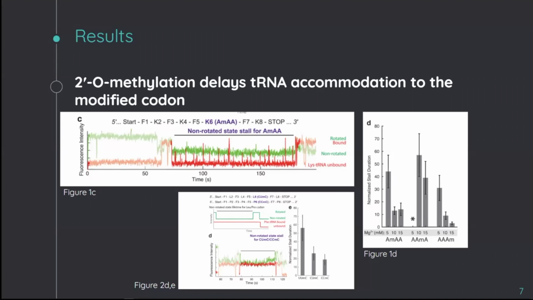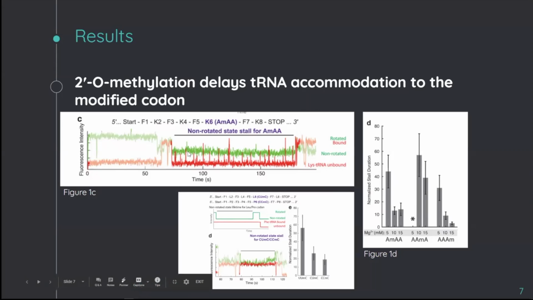Okay, so there are 3 results to this paper, and I'm going to be going over the first 2. First result is that 2' O methylation delays tRNA accommodation to the modified codon. So figure 1C shows experimental trace data. The red indicates the fluorophore signal of the tRNA that will bind to the modified codon, and the green represents whether or not the ribosome is in the rotational state or not.